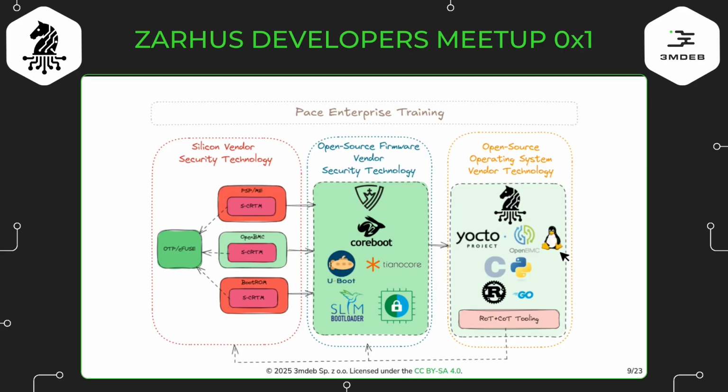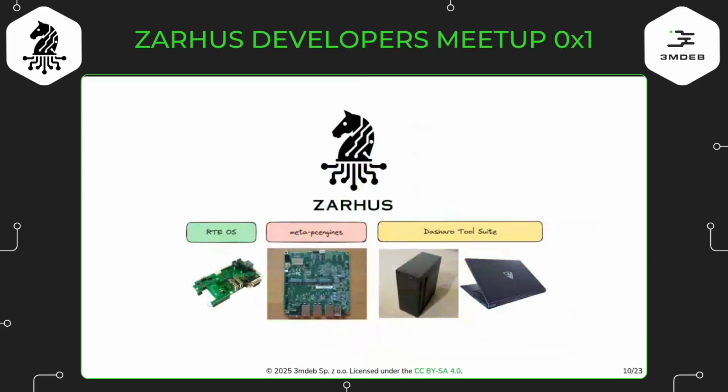And finally, where Zarhus delivers value is tooling for maintaining the stuff that was mentioned before. So we essentially talked about root of trust and chain of trust tooling. What technology would we like to use? We would like to write it in C, Python, Rust, Go. And here I see projects like OpenBMC, of course the Linux kernel, and the Yocto Project as some foundation for our work.